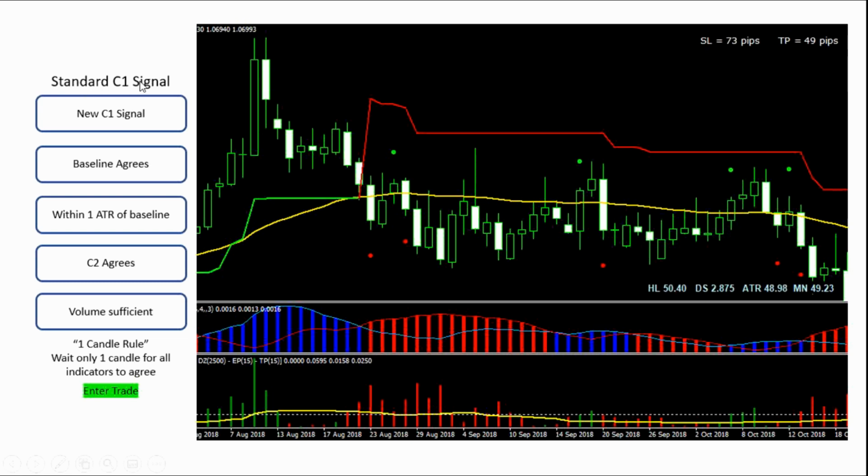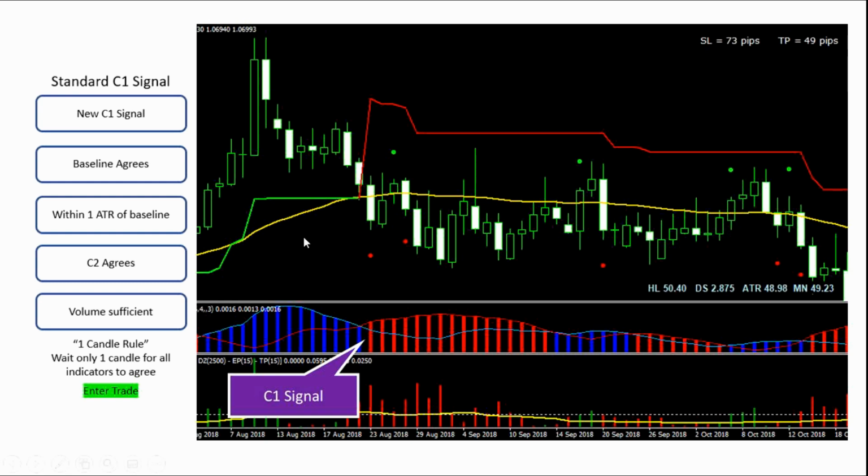So in order for a C1 signal to be a valid entry, first of all, obviously, we have to have a change of our C1. So if we look over here, we can see where that one changes color, right there. It goes to red. So our C1 is giving us a sell signal. Now what we need to do is just make sure, does everything else agree? The next thing we're going to check is the baseline. And again, here's our baseline. So yes, price is beneath the baseline for a sell.